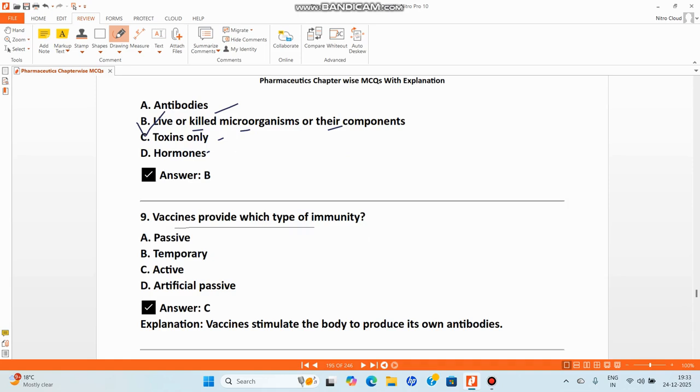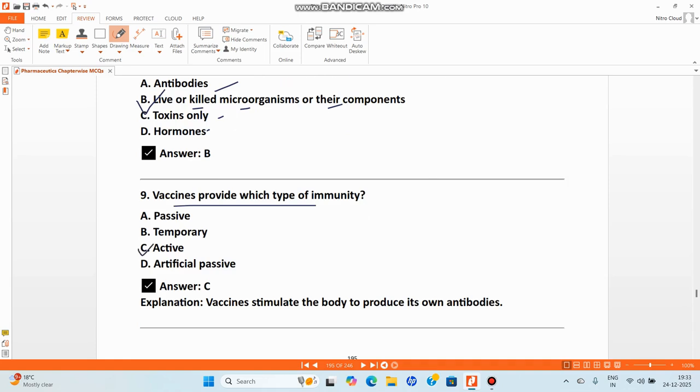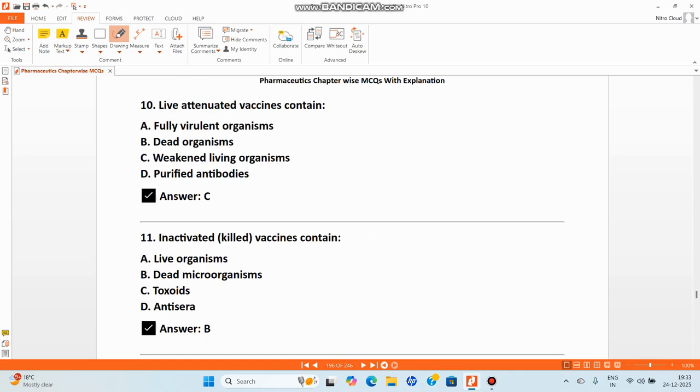Okay, vaccine provides which types of immunity? So vaccine provides active immunity. That is very, very important. And next, live attenuated vaccine contains what? Live attenuated vaccine content is the answer C, weakened living organism.